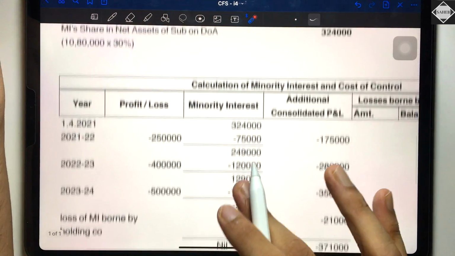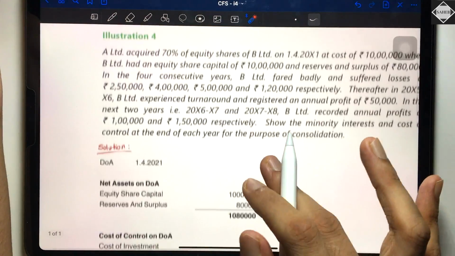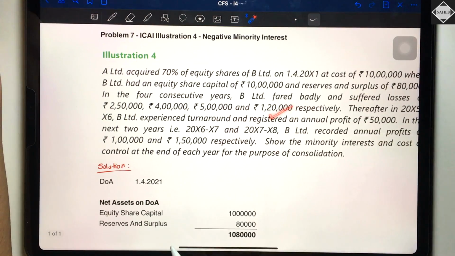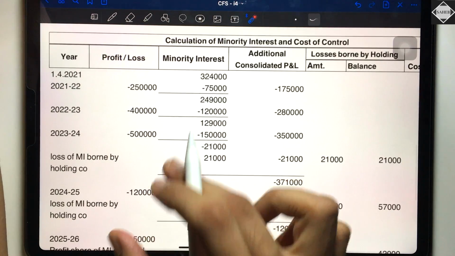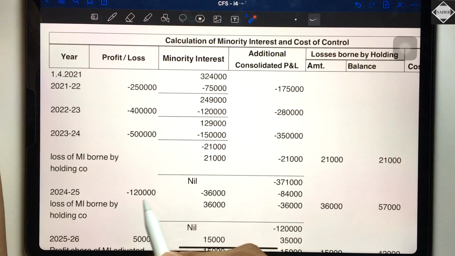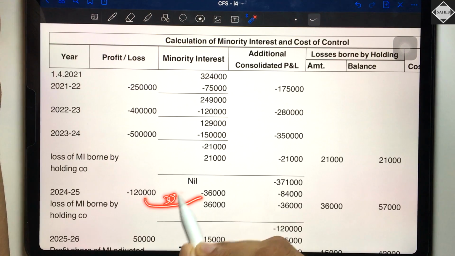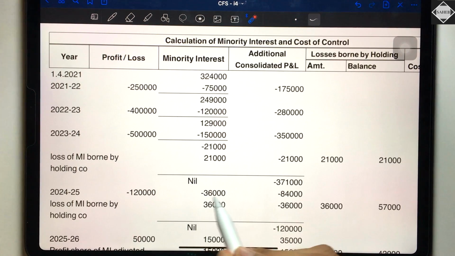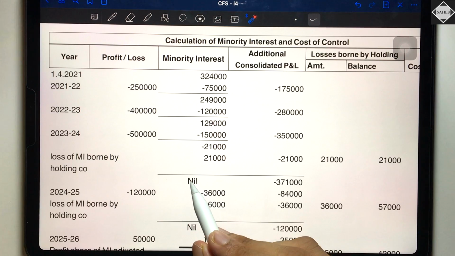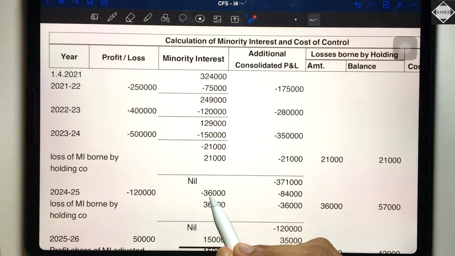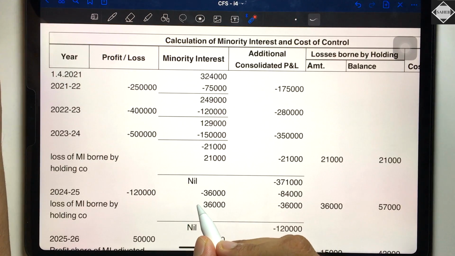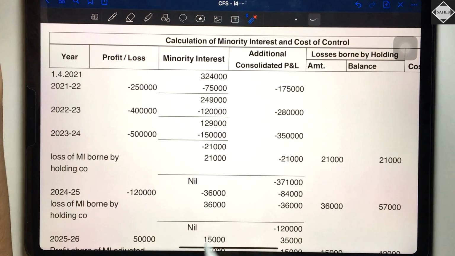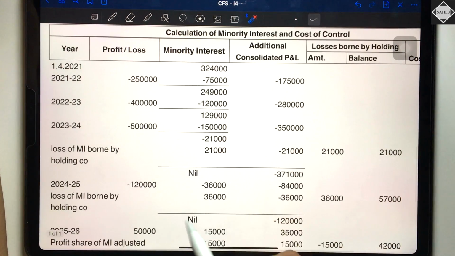After that, in the next year, what happened? In the next year, there is a loss of how much? 1,20,000. Okay, so let's take that. In 2024-25, 1,20,000 loss is there. Of this, 30% is how much? 36,000. Again, this is a loss now, minus 36. And there is nil over here. So MI has become minus 36. So we can't keep it as minus 36. We have to make it nil again by giving a plus of 36. Okay, so it will become nil.